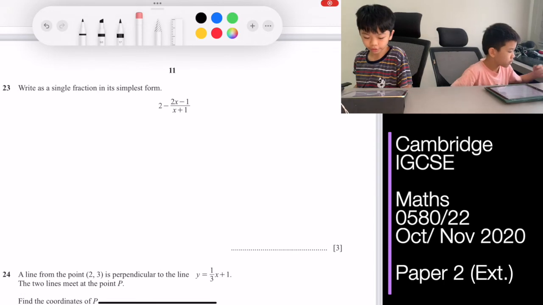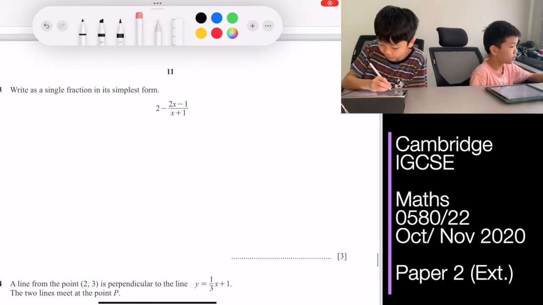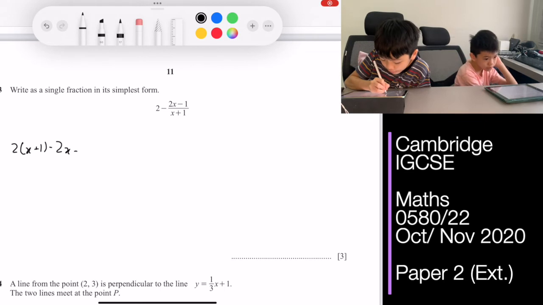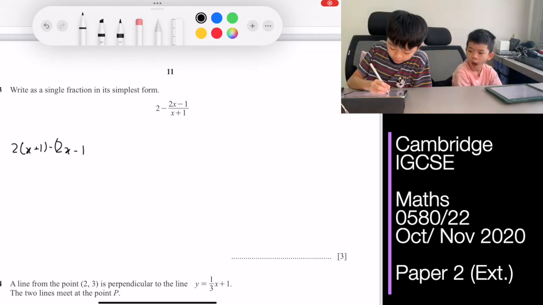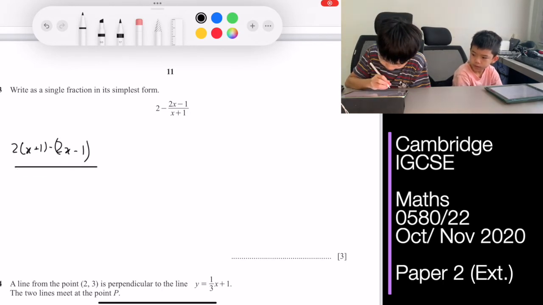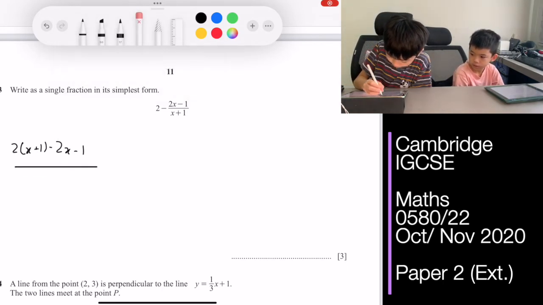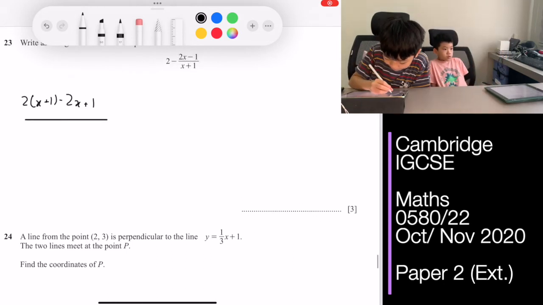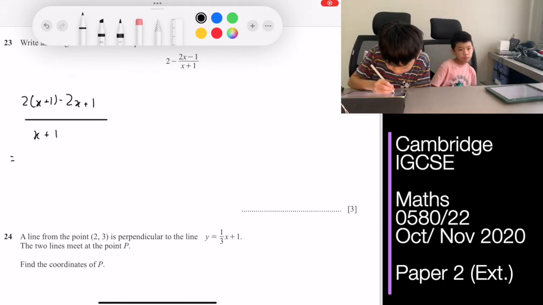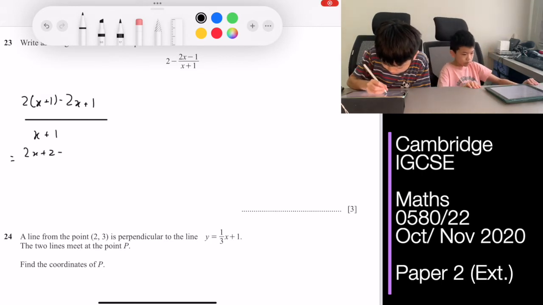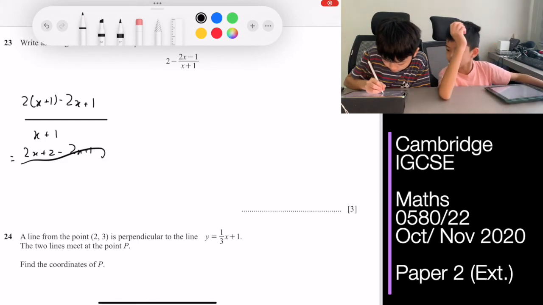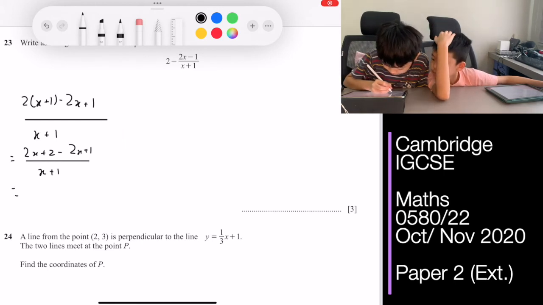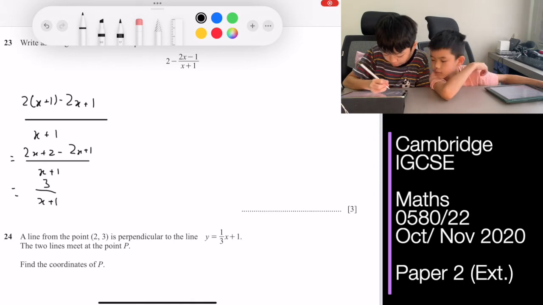Question 23. Write a single fraction in its simplest form. So 2 times x plus 1 minus 2x minus 1 over x plus 1. If I break the brackets, it becomes 2x plus 2 minus 2x plus 1 over x plus 1, which equals 2x minus 2x, and then 2 plus 1, so 3 over x plus 1.